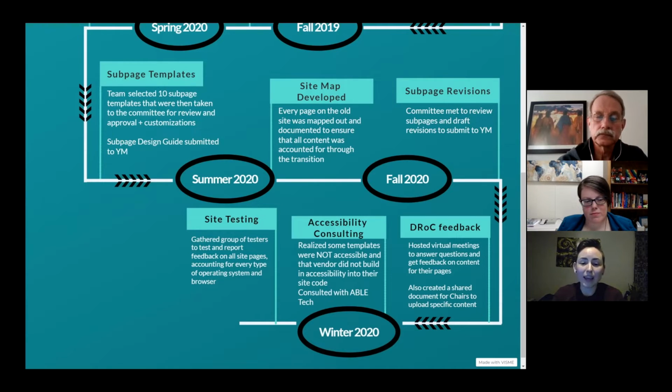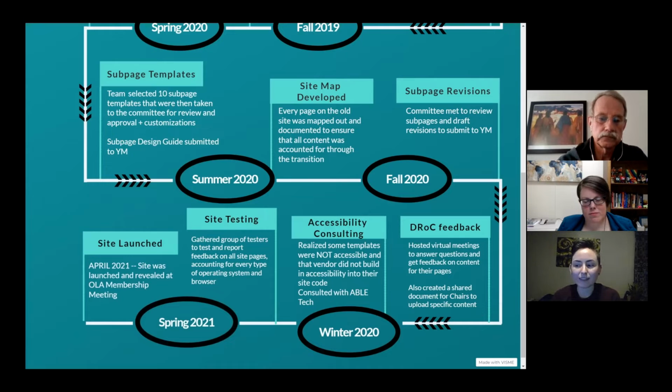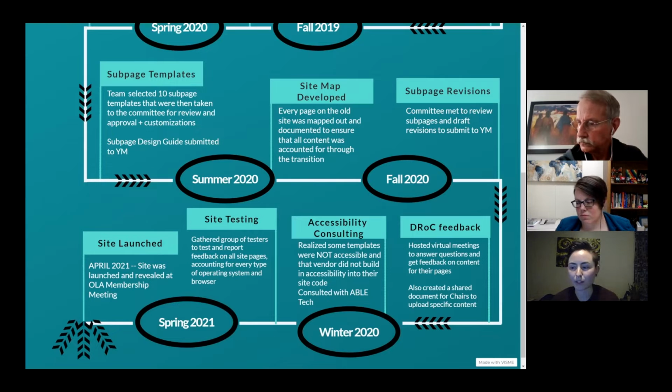So by April of 2021, the site was launched and revealed at the OLA membership meeting. And Casey will get a little bit more into this soon. But even though the site is live and has been launched, there's still accessibility considerations that we're working through and that are being addressed. And maintaining a site is just a constant ongoing process.